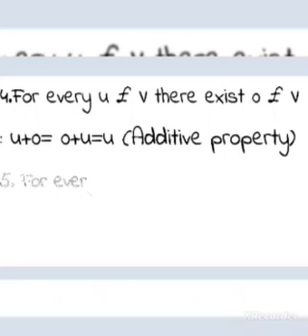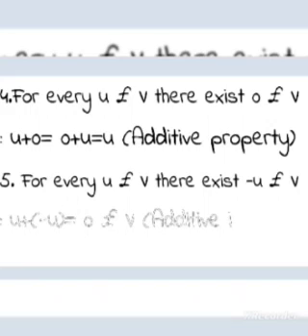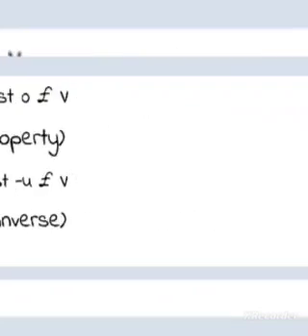Now the fifth one says for every u that belongs to V, there exists the inverse of u, that is the negative value of u, which is also in V, in a way that when you add u plus its negative inverse, it's going to give you a zero vector, which is also in the vector space V. Now this is the additive inverse. What we mean by the additive inverse is that the additive inverse of u is minus u, so the addition will give rise to a zero vector.